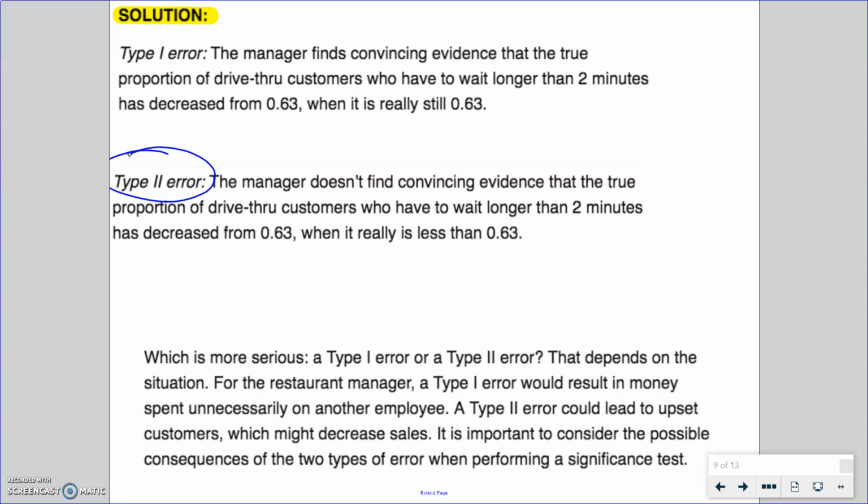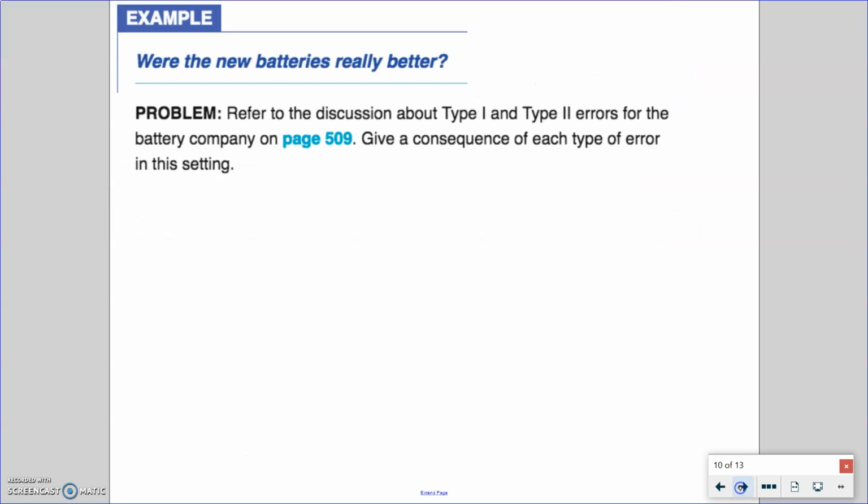And so when you ask yourself which one's more serious, would you rather be wrong that it decreased and it actually is still 63%? Or would you rather say, oh, 63% of our customers wait 2 minutes or more when actually it's less? I'd rather have this error personally because I think this could lead to upset customers, which might decrease sales. But this one, for example, maybe if the manager's lying to his boss, right? So it's one of those weird things, like both errors are kind of bad in their own way, and based on the situation, you can try to tell which one is worse.